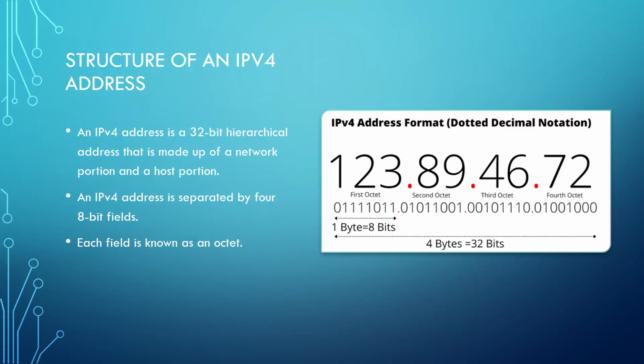With IPv4 addresses, for the structure of an IPv4 address, basically an IPv4 address is a 32-bit hierarchical address that is made up of a network portion and a host portion. An IPv4 address is separated by four 8-bit fields, and each of these 8-bit fields is called an octet. As you can see on the right here, each number between the dots is an octet, and below that it shows it in binary form. And we can see here that 1 byte is equal to 8 bits and 4 bytes is equal to 32 bits.